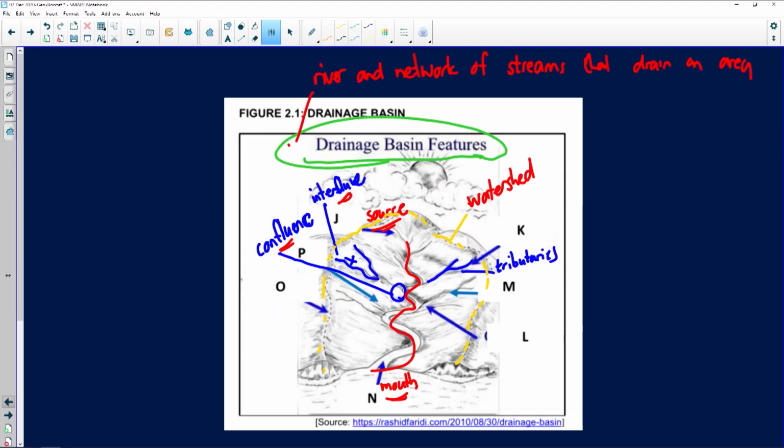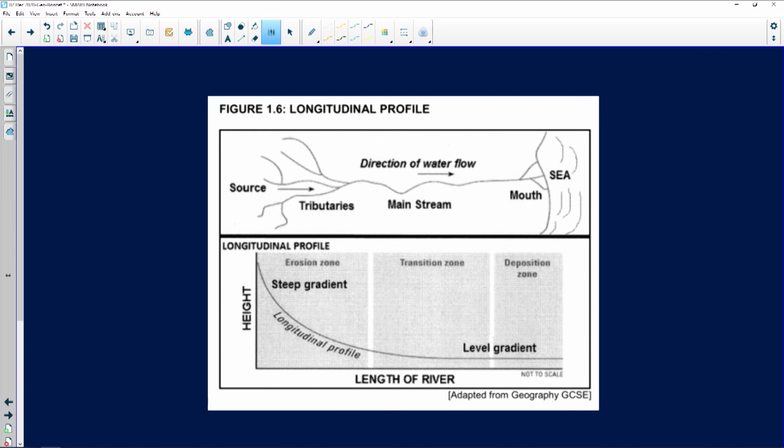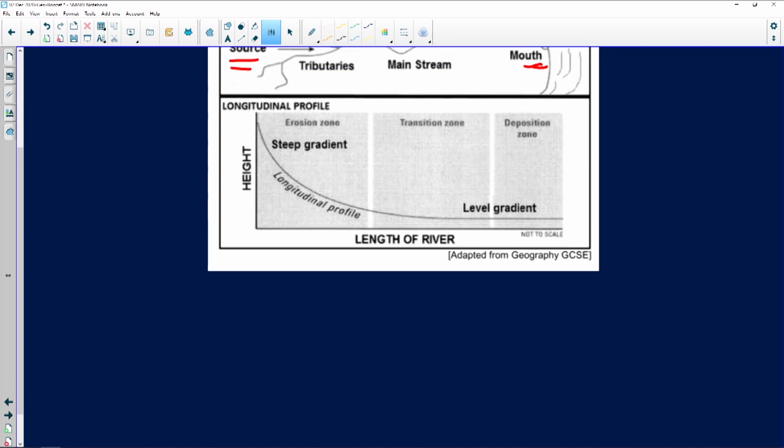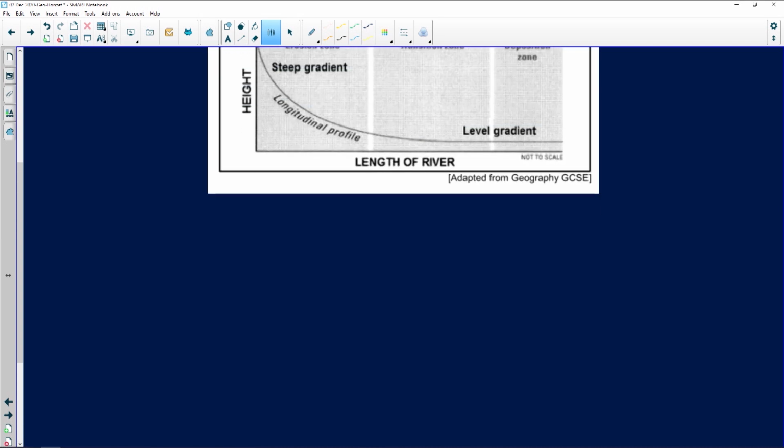But now when we look at rivers, we get different types of rivers. I'm going to move into my next diagram. There's the source where the river originates. There's the mouth where it ends. There's the tributaries joining the main river. There's the main stream. What do we call this high-lying area between the tributaries? An interfluve. What do we call where rivers meet? Confluence. Now what we have here is a longitudinal profile, but I'll get to that in a second. I want to get now to our different rivers.